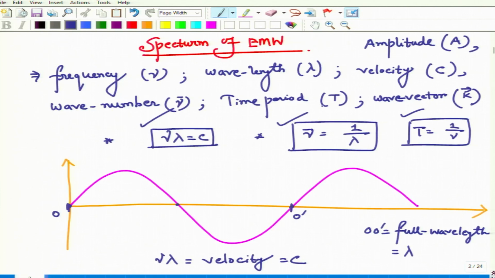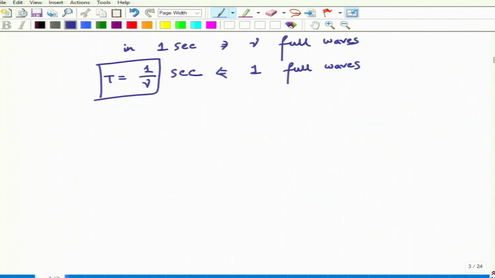And another one is nu bar. Nu bar is the wave number, that means the number of waves. So again we can write, in one lambda there is one wave, right? One wavelength. Lambda distance, we can say.